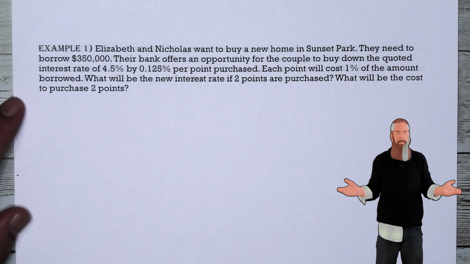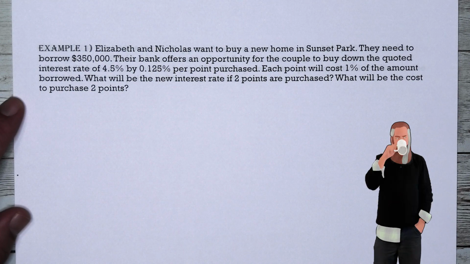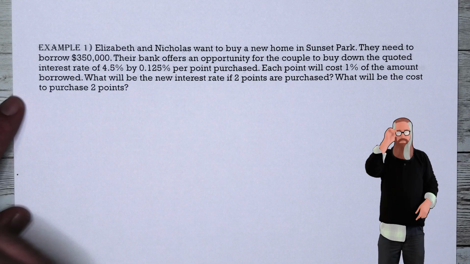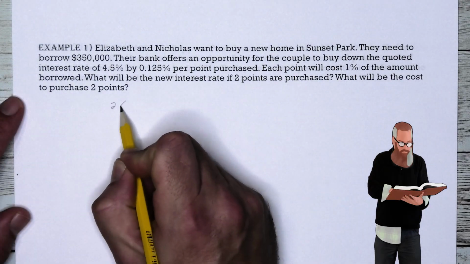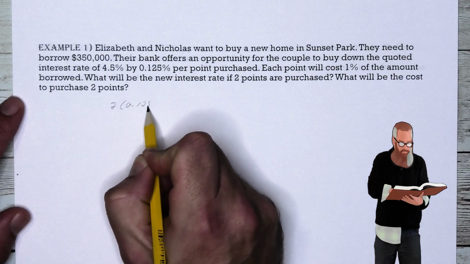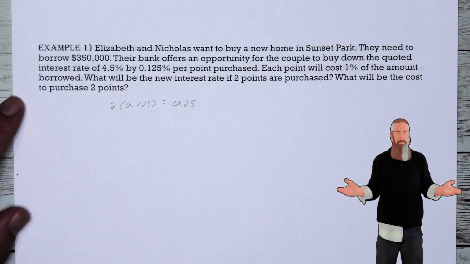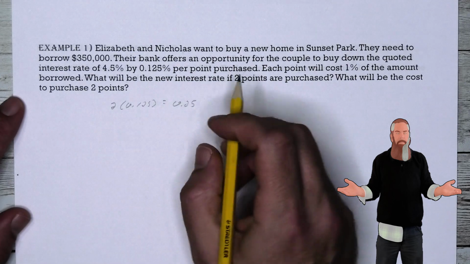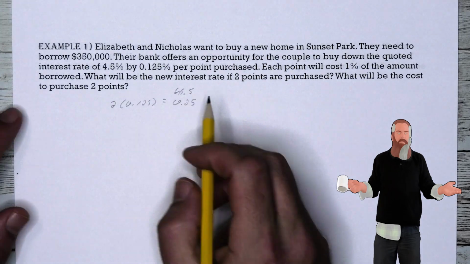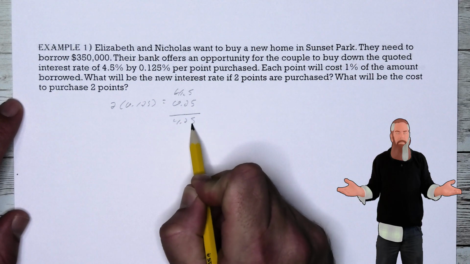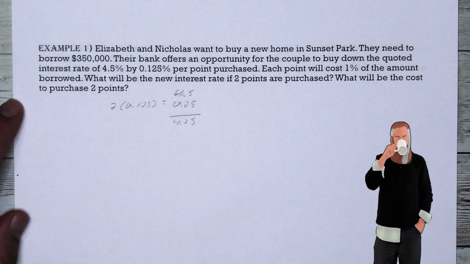The discount is 0.125% per point purchased. We're going to find the new interest rate if 2 points are purchased. This means 2 times 0.125. This is going to give us 0.25. So we're going to subtract that to find the new interest rate, subtracting it from 4.5 to give us 4.25 as the new interest rate.